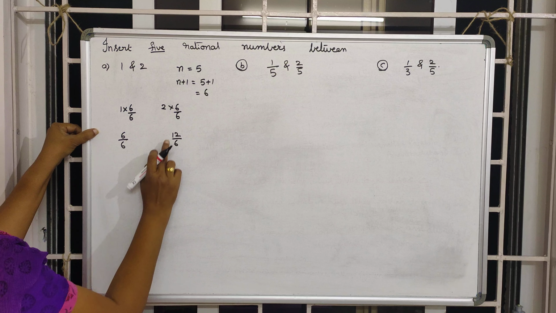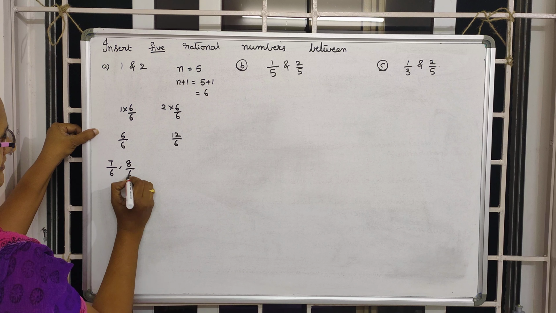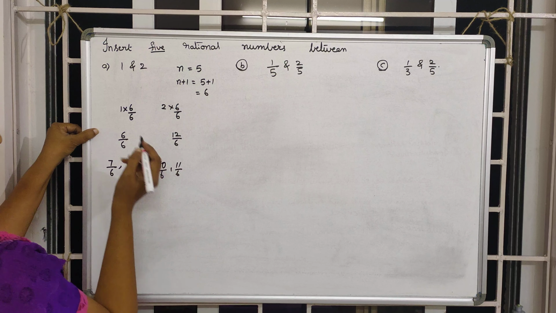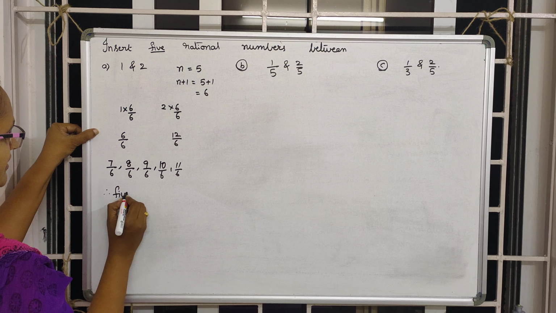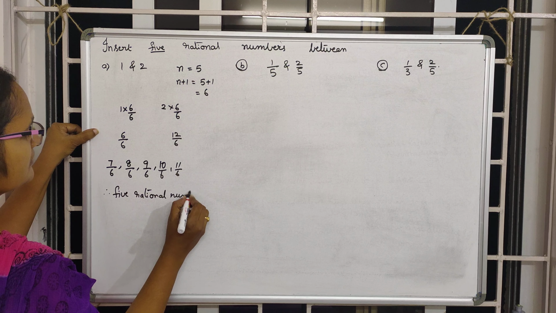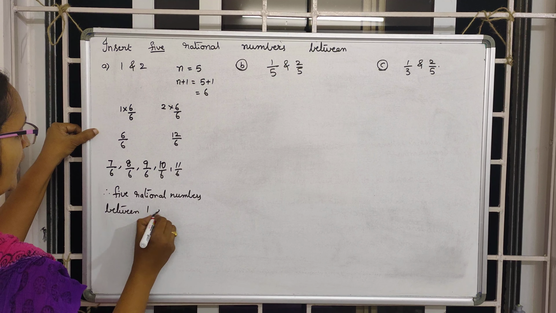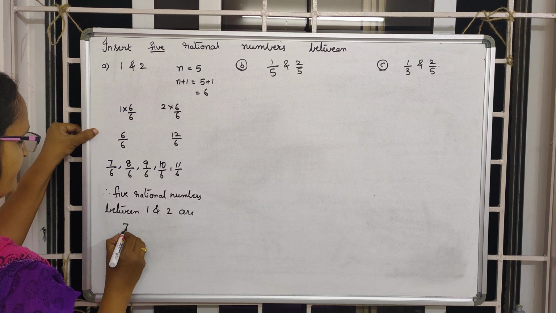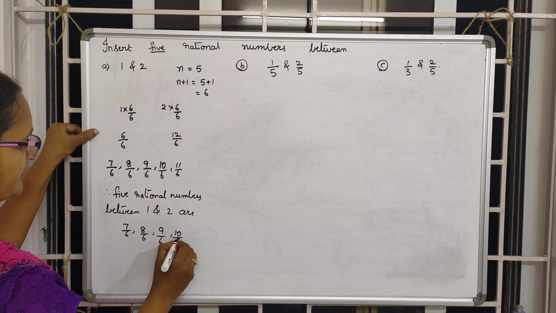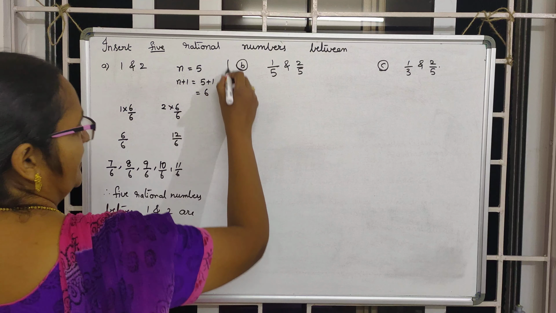In between 6 upon 6 and 12 upon 6, there is 7 upon 6, 8 upon 6, 9 upon 6, 10 upon 6 and also 11 upon 6. Therefore, the 5 rational numbers between 1 and 2 are 7 by 6, 8 by 6, 9 by 6, 10 by 6 and 11 by 6. Clear? Now see another example.